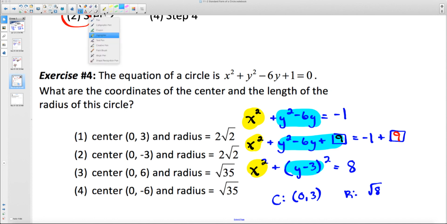Only one choice really works out. You don't even have to break that down if you don't want to, because it's going to wind up being choice 1.